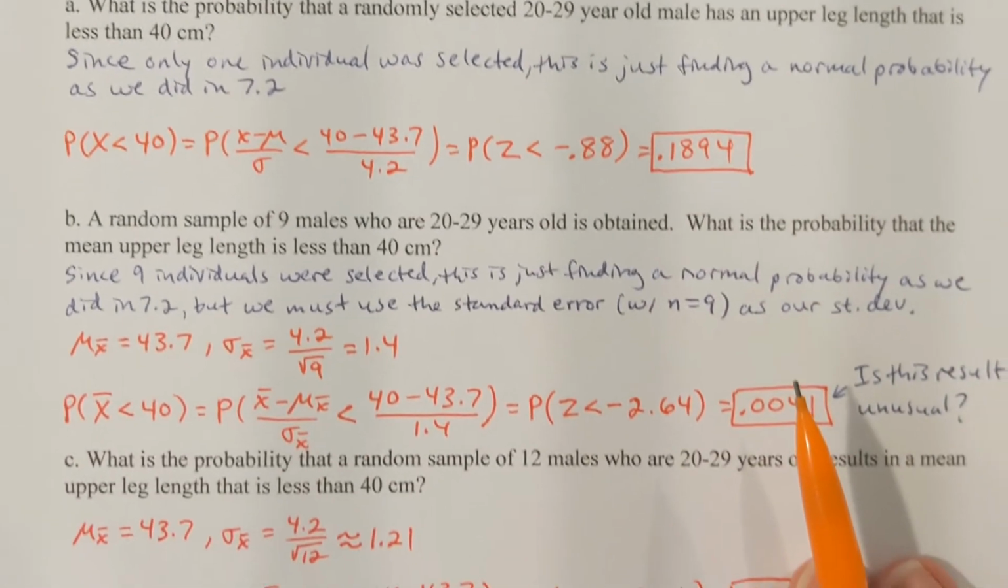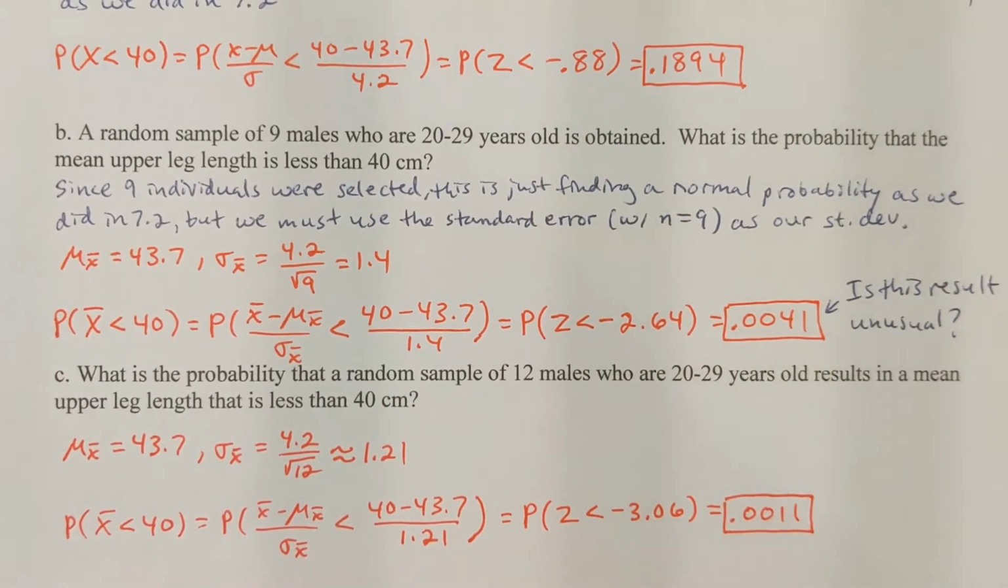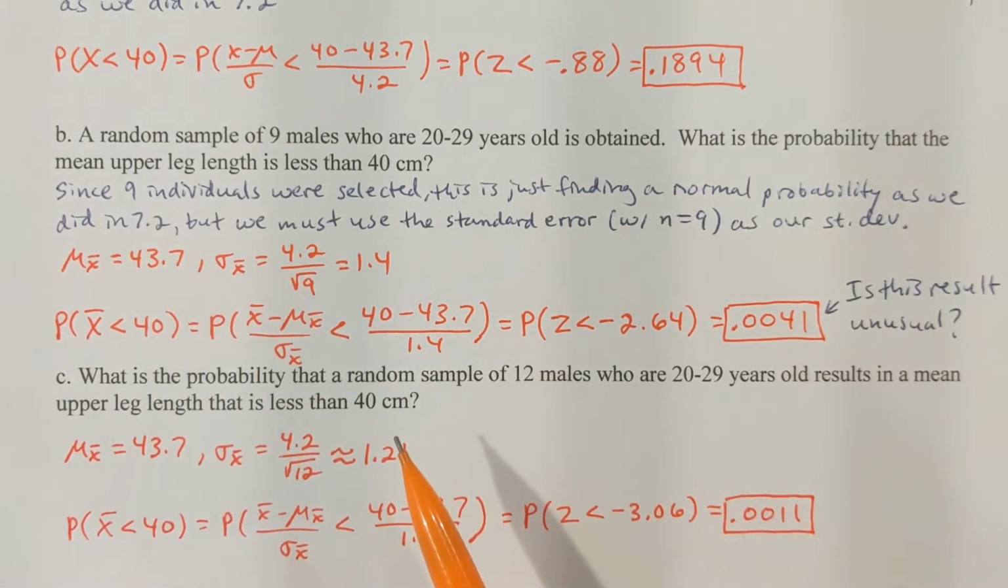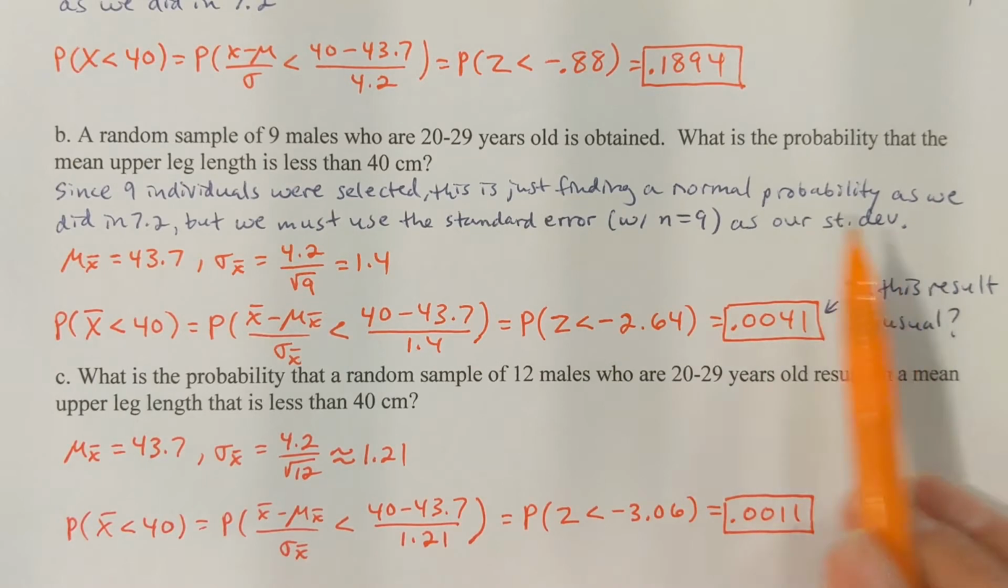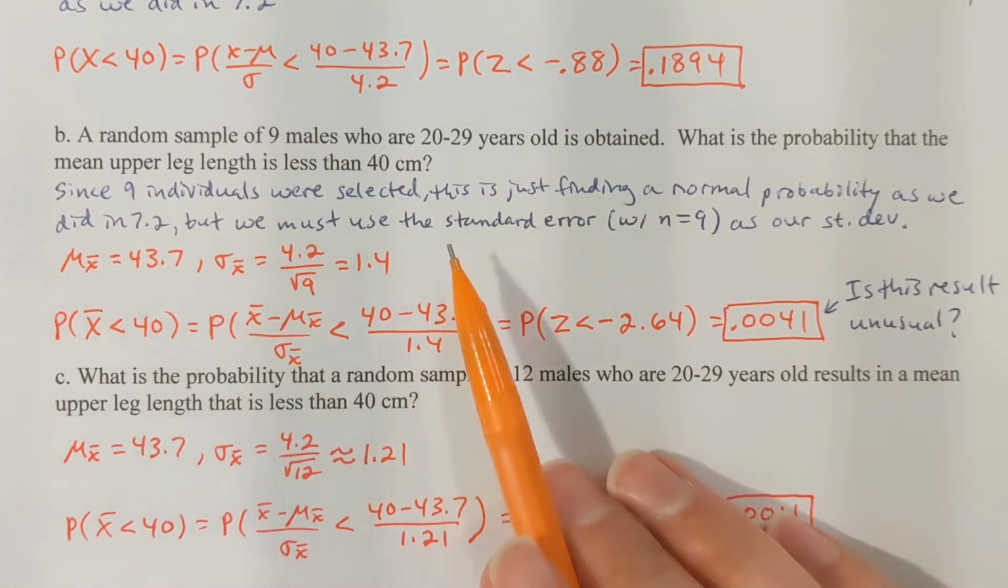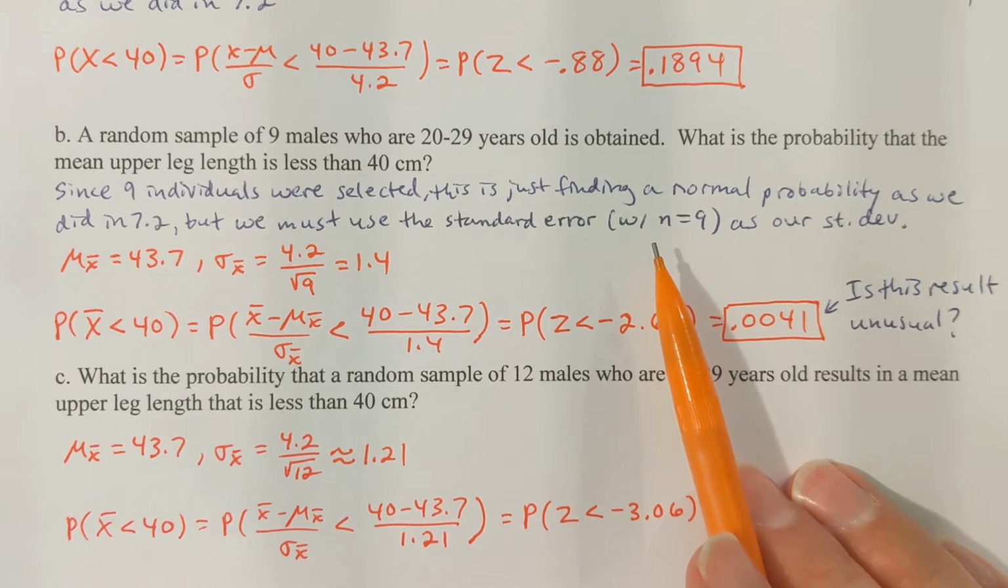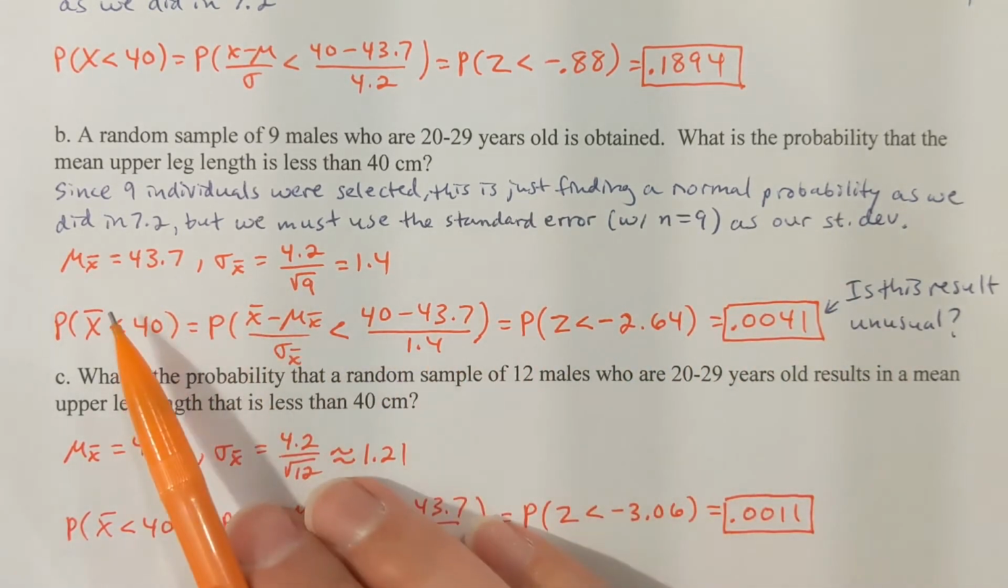Let's take a look at Part B. A random sample of 9 males who are 20 to 29 years old is obtained. What is the probability that the mean upper leg length is less than 40 centimeters? Now this problem is different from the last one because in the last one we only selected one individual. Now we are selecting 9 individuals. This is still finding a normal probability as in Chapter 7, but we need to use the standard error as our standard deviation when we change the variable.